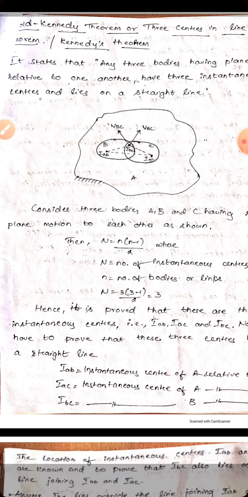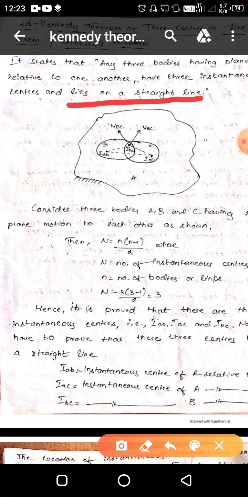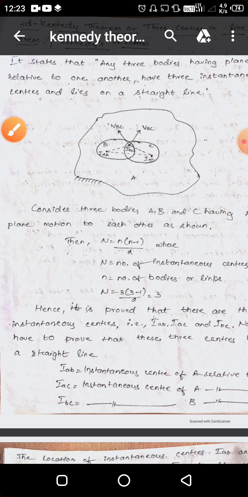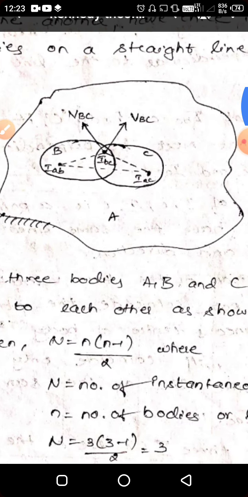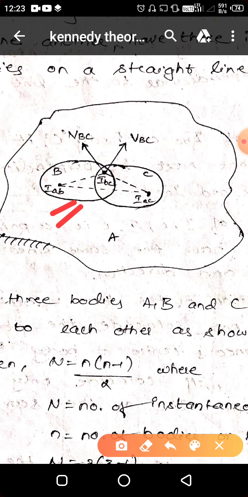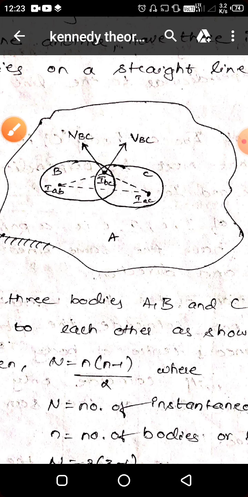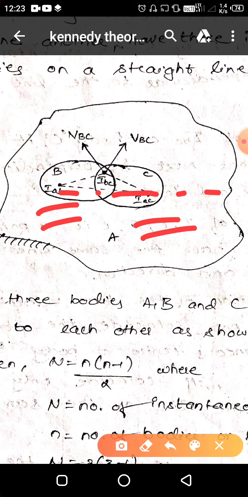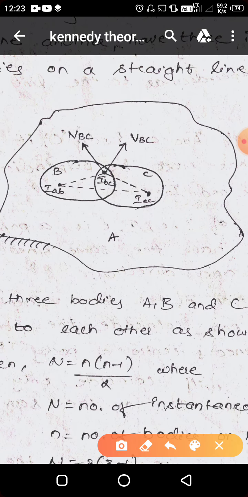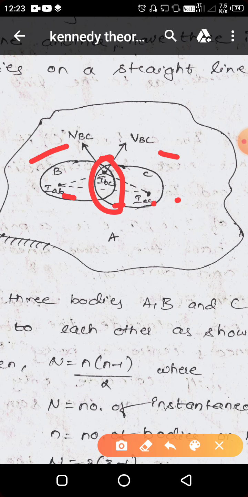The second thing is that all these three instantaneous centers lie on the same line. To prove this, we will assume three quantities. First is IAB, the general representation of the instantaneous center between body A and body B. IAC is the instantaneous center between body A and body C, and IBC is the instantaneous center between body B and body C. These are the three instantaneous centers. Geometrically, we have made IAB and IAC locate on the same straight line. To prove the second condition of the theorem, we locate IBC, the instantaneous center between body B and body C, apart from this straight line. It will be represented above this straight line. We will not make it collinear with IAB and IAC.